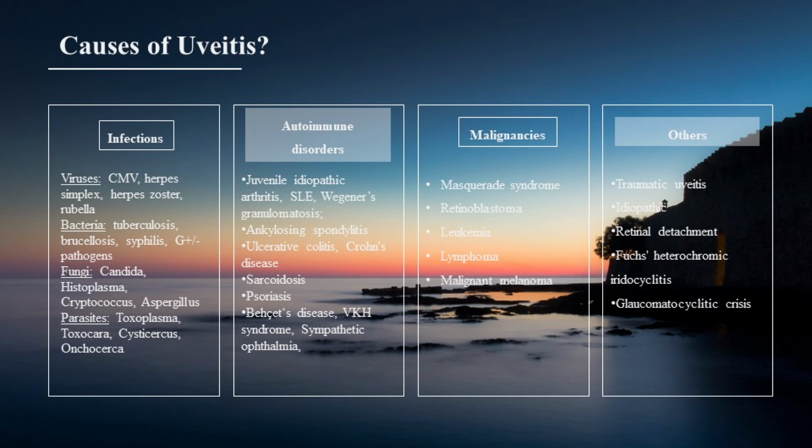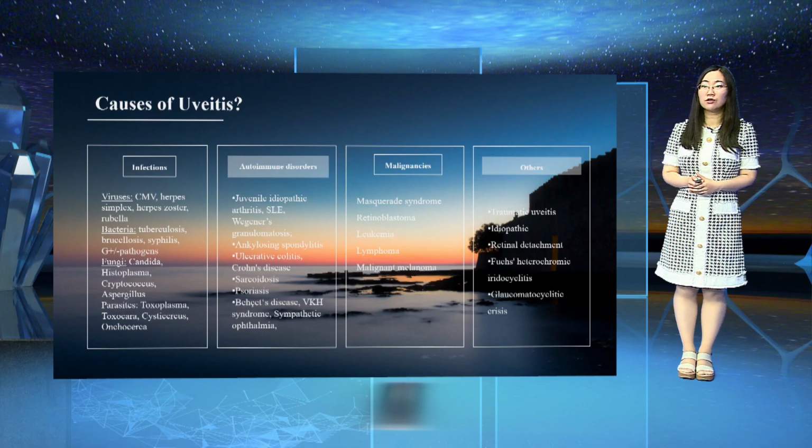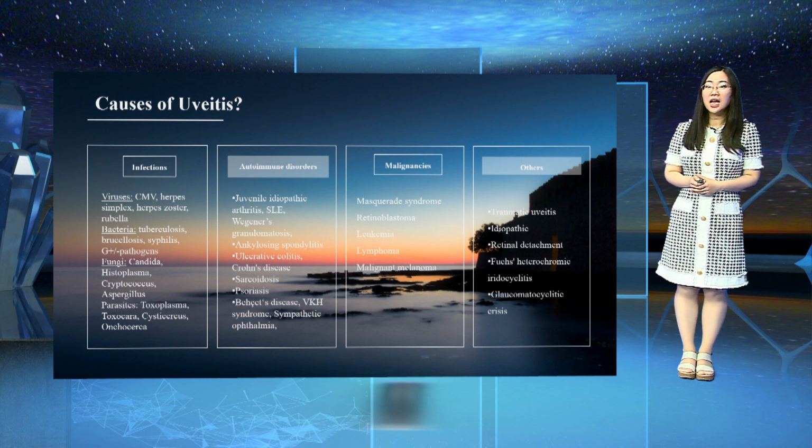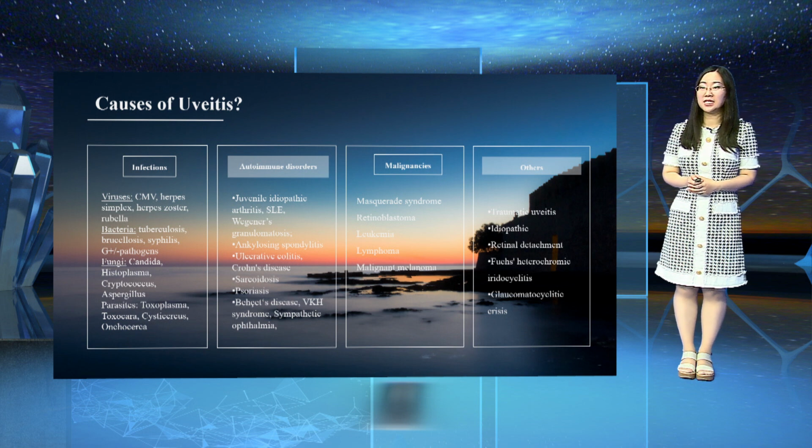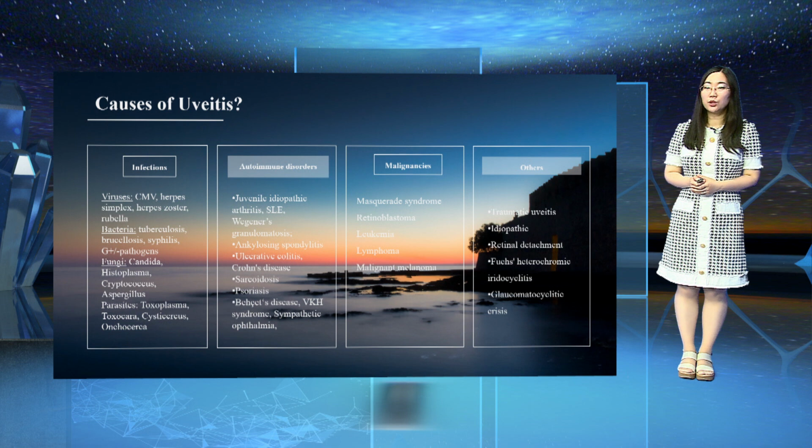Infections such as shingles virus, herpes simplex virus, syphilis, Lyme disease, and parasites such as toxoplasmosis, or a systemic inflammatory disease such as inflammatory bowel disease, IBD, or rheumatoid arthritis or SLE. Smoking also increases the risk of getting uveitis.